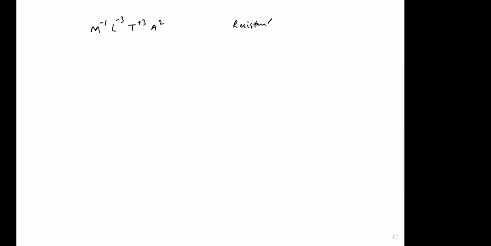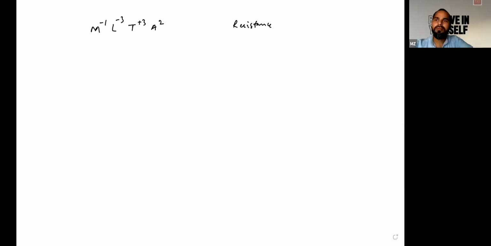The third question: the physical quantity having the dimensions M to the power -1, L to the power -3, T to the power +3, and A to the power 2. The options are resistance, resistivity, electrical conductivity, and electromotive force.